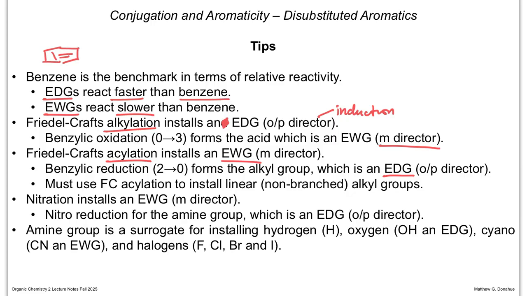So the nitration was pretty versatile. It installs an NO2 group, which is an electron withdrawing group or a meta director. We can then flip its reactivity through a reduction that forms the amine group. And now that's an electron donating or ortho-para-director.